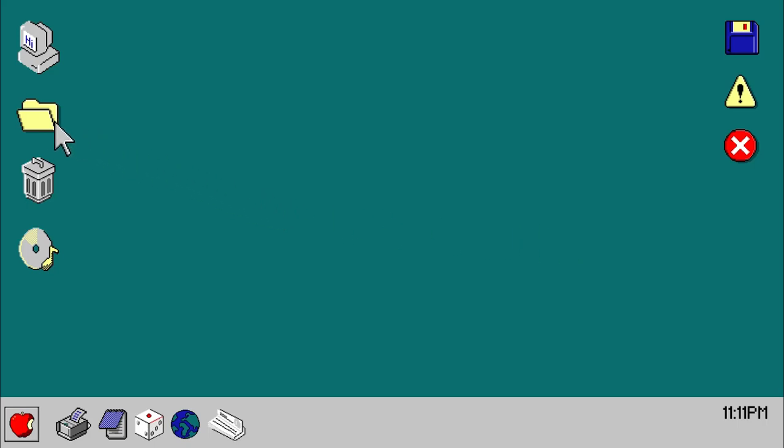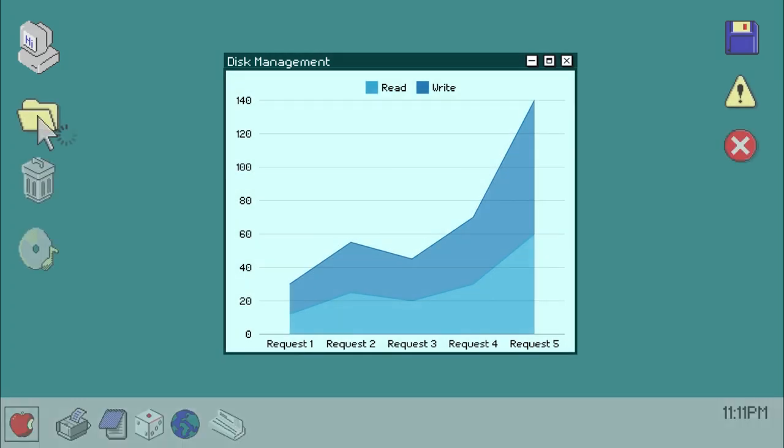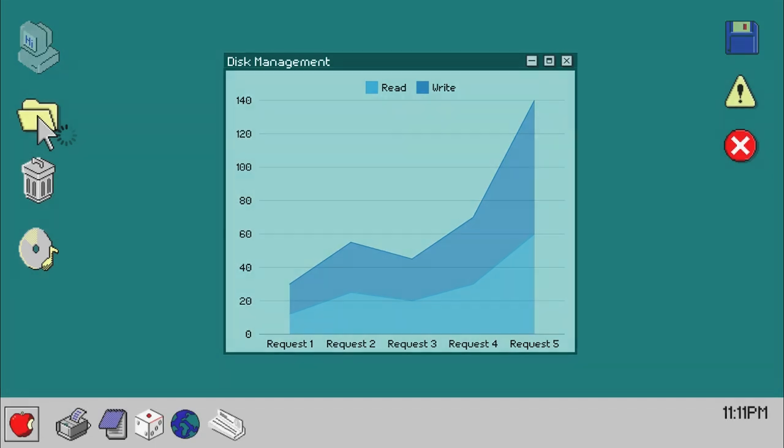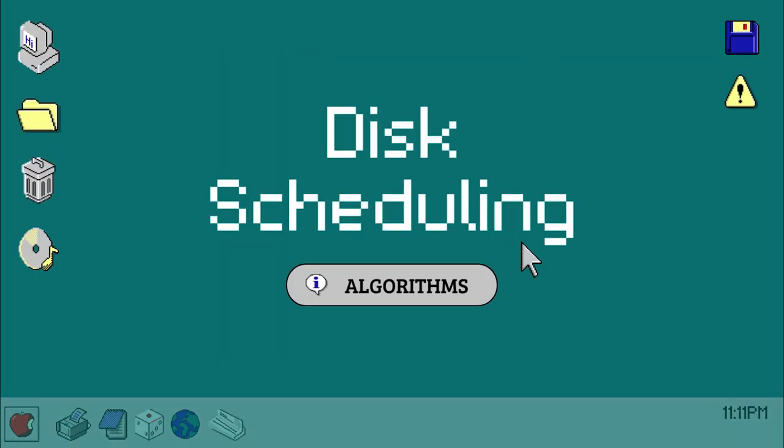Picture this. You're trying to open a file on your computer, but it feels like it's taking so long. You wonder, why is this so slow? Behind the scenes, your computer's operating system is juggling multiple requests to read and write data from the disk. The speed at which it does this depends on something most of us don't think about: disk scheduling algorithms.